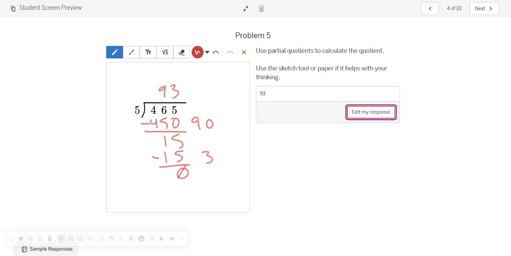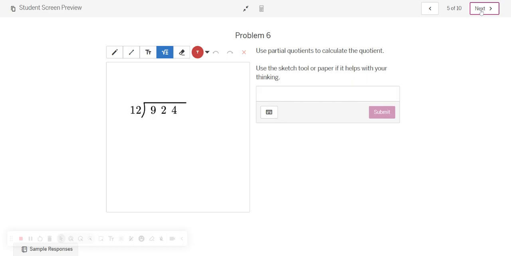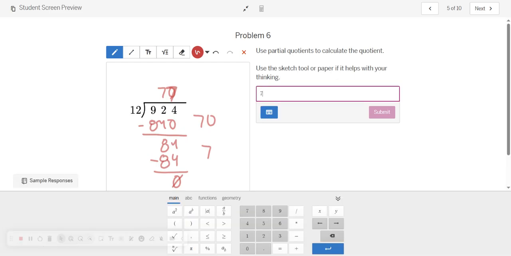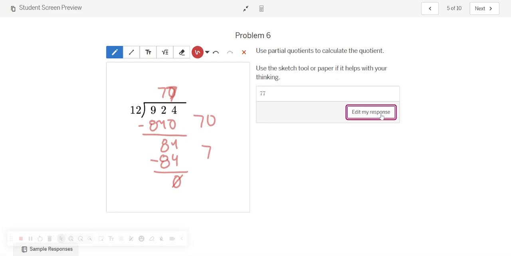Oh, we're still on that first page. 12, I've got 70. 70 times 12 would be 840. I subtract, I get 84, and that would be 7. Okay, and so I get 77. 77 should be the answer for that one. Submit.